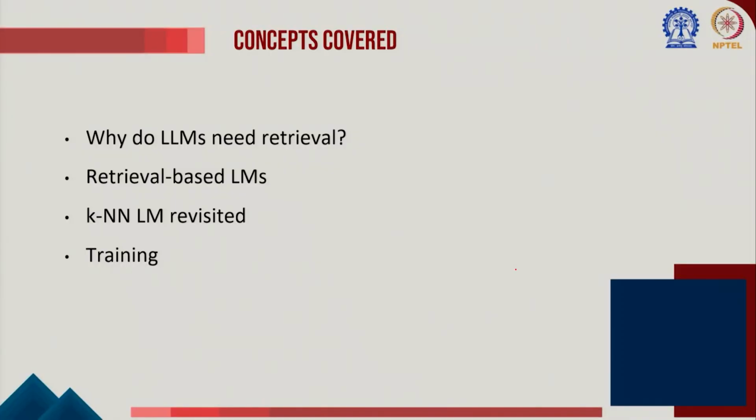So what we will cover today: first of all, why is there a need for retrieval in LLMs? We will talk about some motivation for why RAG is actually needed. We will talk about some particular models that use retrieval while doing the next token prediction or generation. We will revisit the KNN language model that we talked about in the last lecture, in this particular context, and how this KNN LM connects to the RAG formalism, and we will spend some time on the training details, how it is trained.